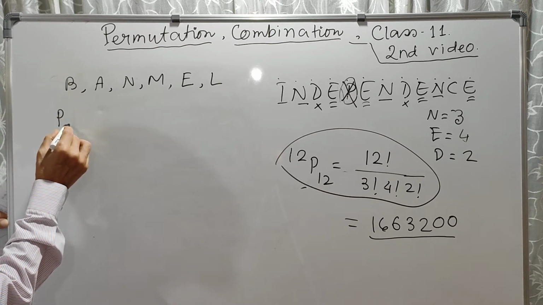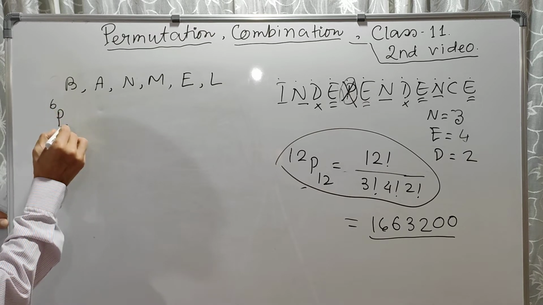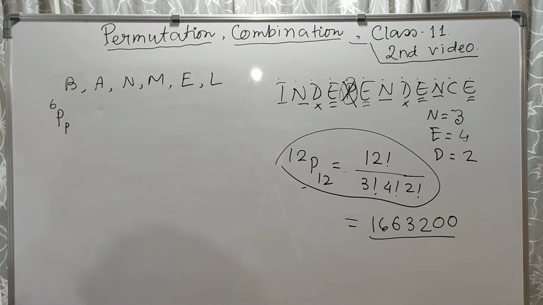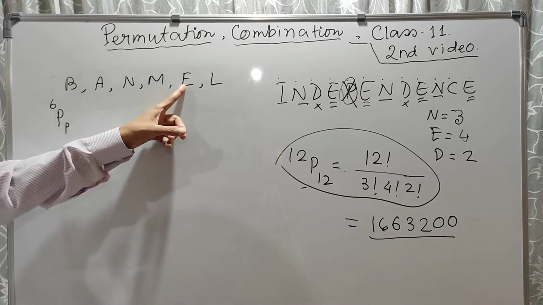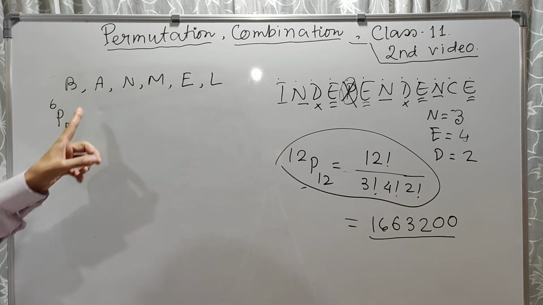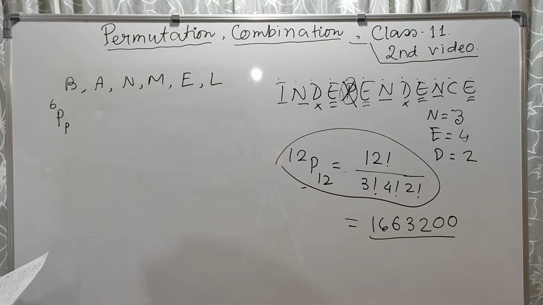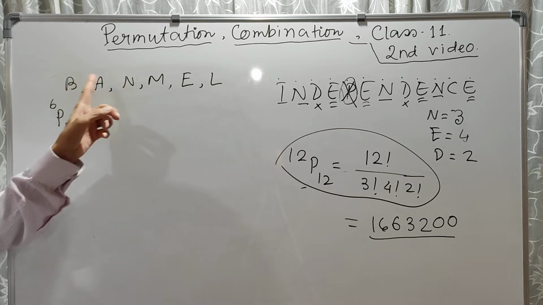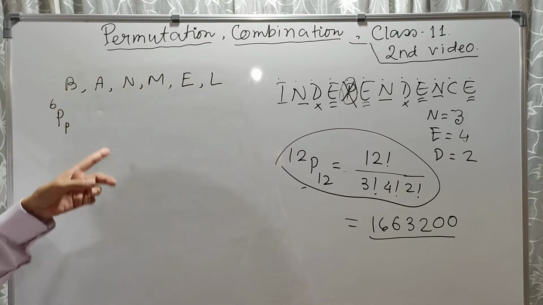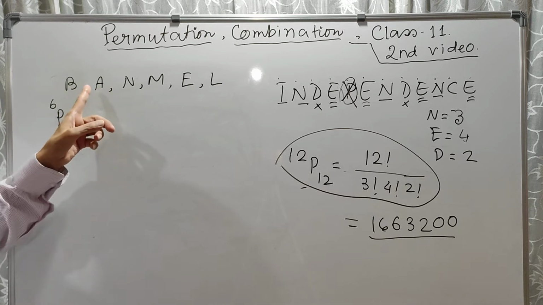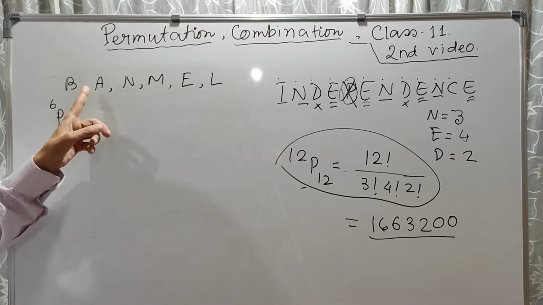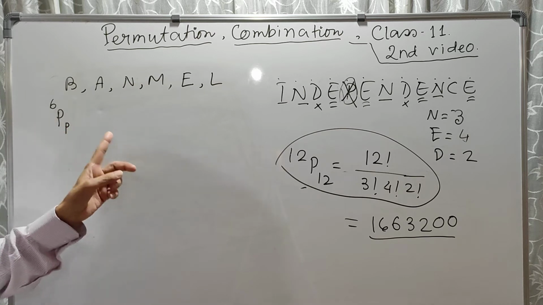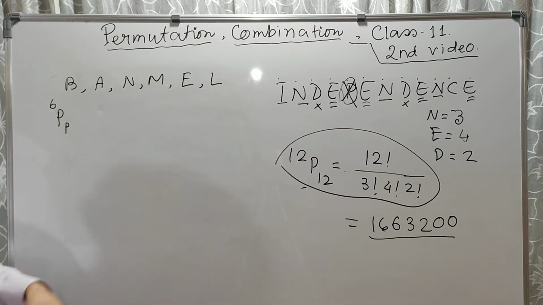But the condition is that each permutation should begin with a vowel. The condition is that we arrange the letters so that the first letter is a vowel. So let's see the question. You have to find permutation of all the 6 letters, taking all at a time, such that the beginning letter should be a vowel. That means either A or E. A is a vowel, E is a vowel. There are 2 vowels here.